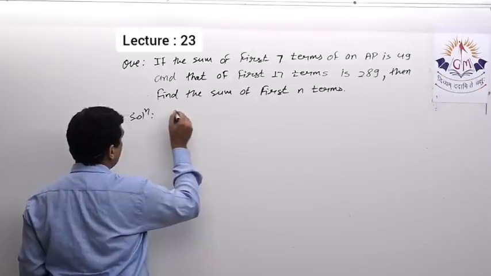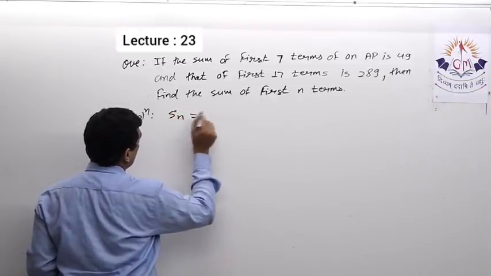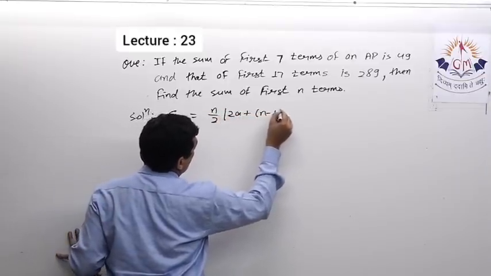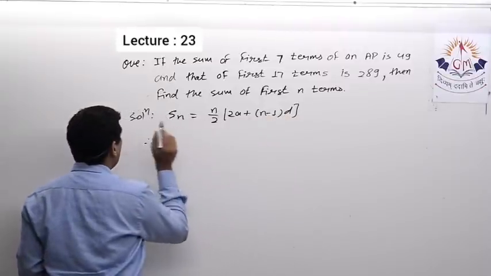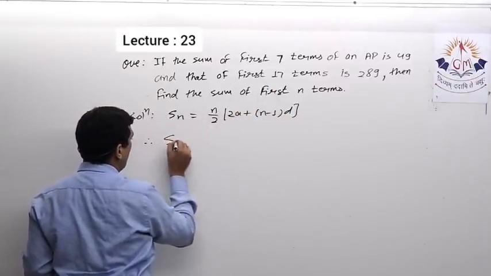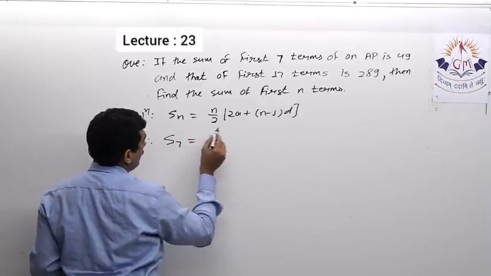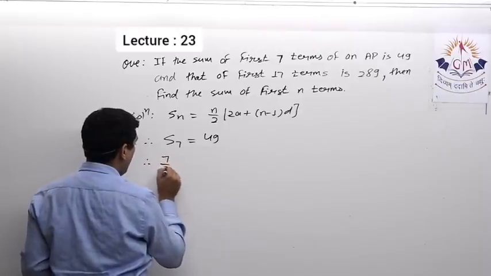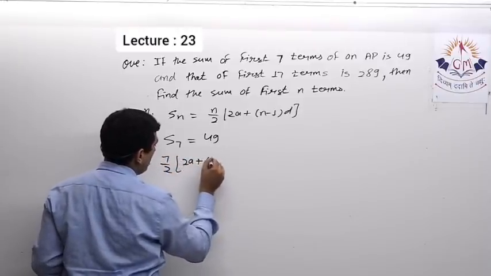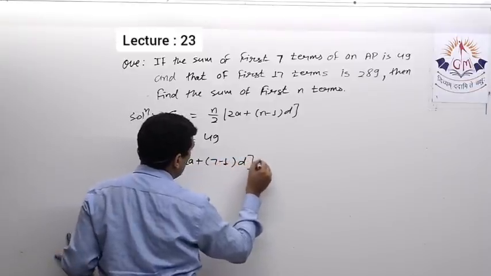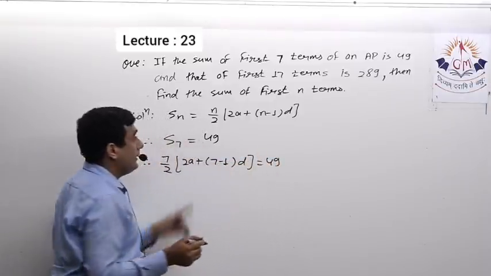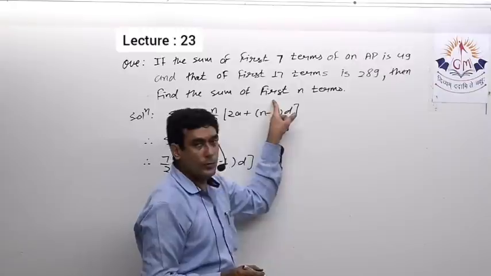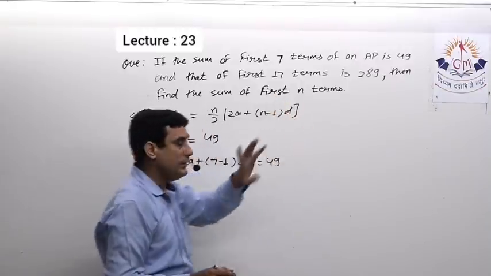So we'll start with, we know Sn equal to n by 2 [2a plus (n minus 1) into d]. So for 7 terms, S7 is equal to, now S7 is equal to what? 49. Therefore 7 by 2 [2a plus (7 minus 1) into d] is equal to 49. See, here a and d both are not given. First of all, you have to find a as well as d, then only it is possible to get the value of sum of first n terms.